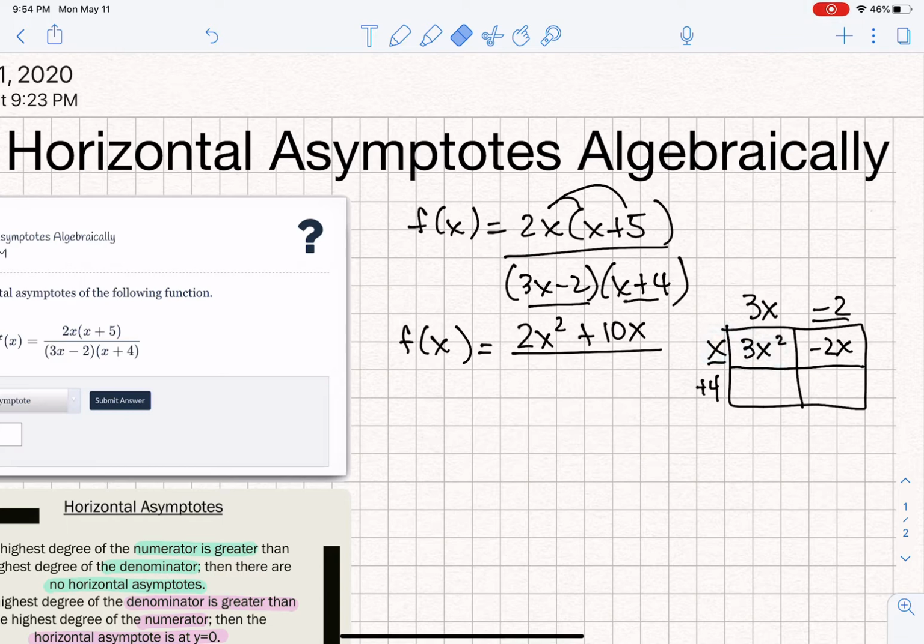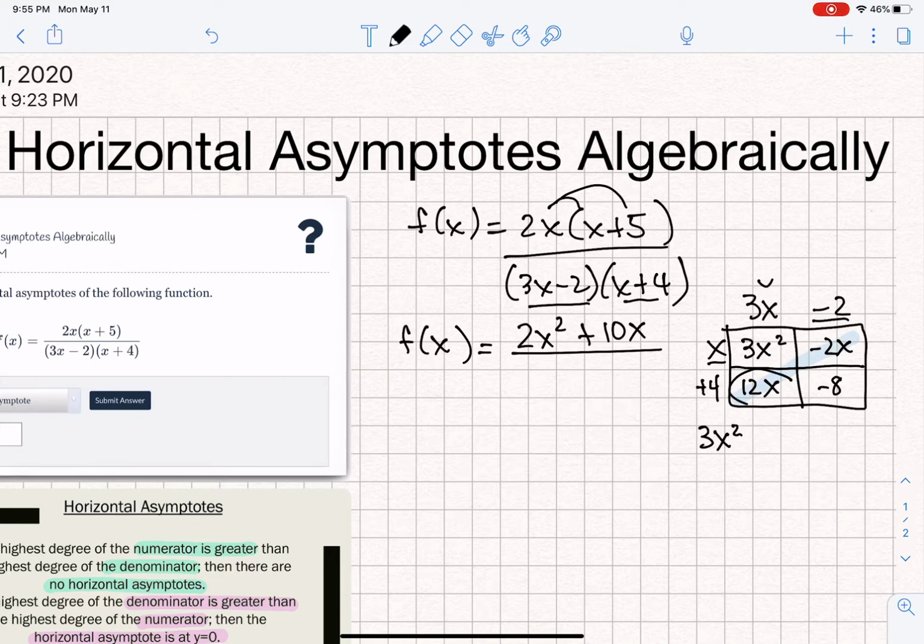Let me clear this up so it doesn't look messy. Then I do this one, 3x times 4. It's kind of like a multiplication chart, right? 12x. Then I multiply negative 2 times positive 4, which is negative 8. All right, and then I combine like terms. And I notice that for the most part, my diagonal are my like terms. So here, and I go in descending order.